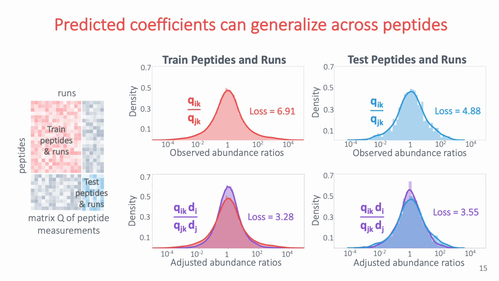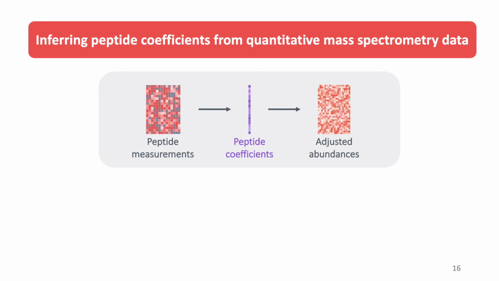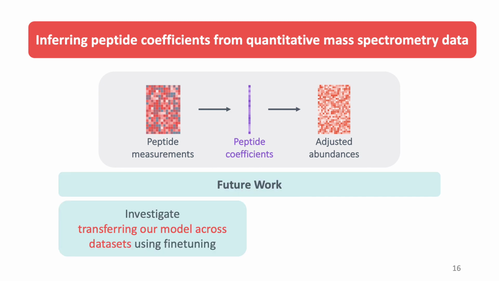This is a promising result because we're passing the test peptide sequences to our neural network and using the predicted coefficients to successfully adjust the abundances in a test set of runs. So these results show that our neural network can make accurate predictions for new sets of proteins and runs. Looking ahead, we want to investigate transferring our model across datasets. And we see pre-training our neural network on multiple datasets and then fine-tuning on the dataset of interest to be a promising future direction.